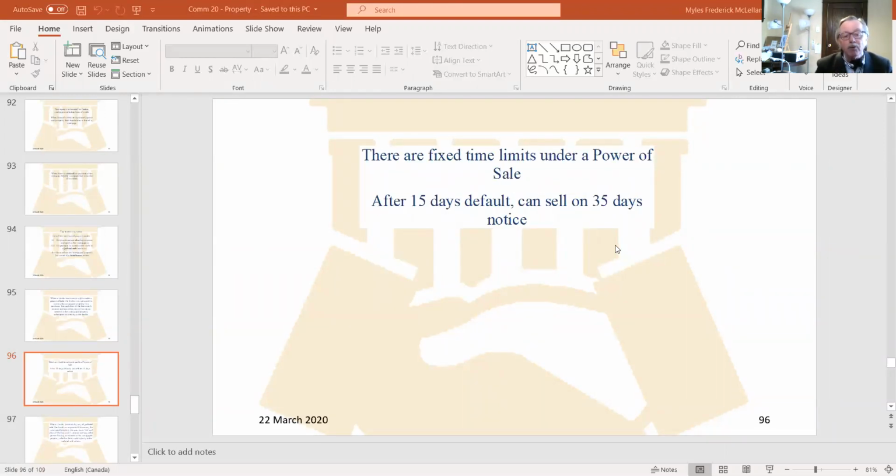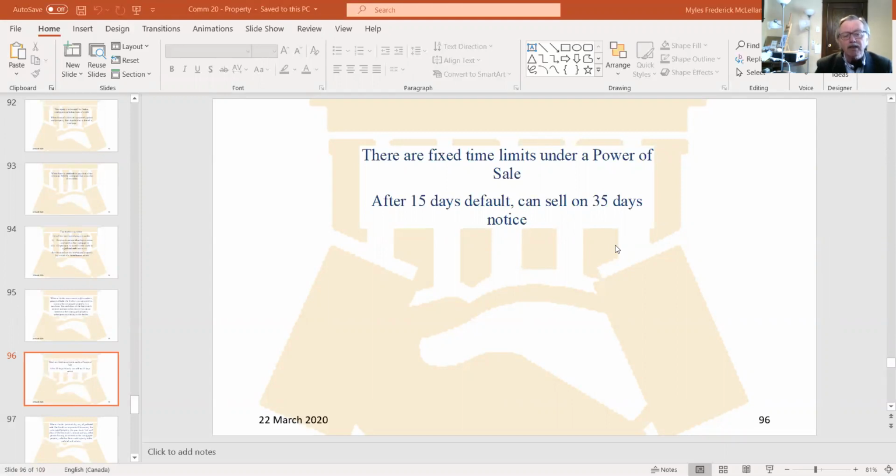So in a power of sale proceeding, there has to be default of at least 15 days in a payment. So if you make your regular mortgage payments on the 1st of each month, and say in this past March the 1st, you didn't make your payment, then as at March the 16th, 15 days later, your mortgagee now has the right to give you a notice that they're going to sell your property.